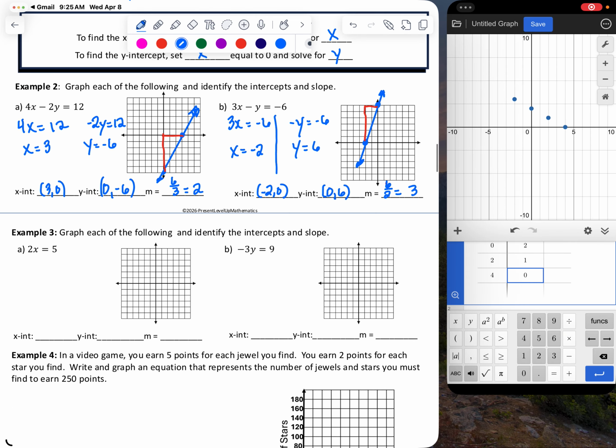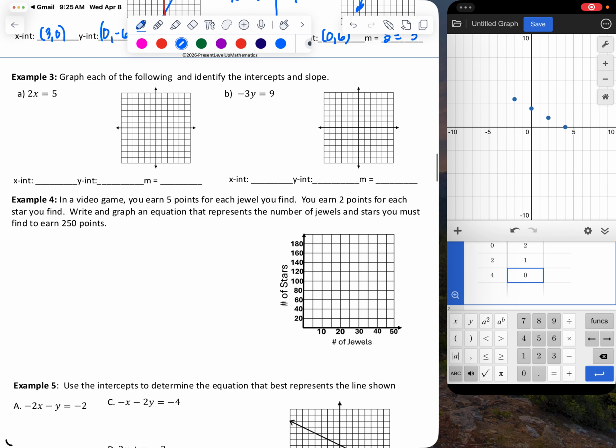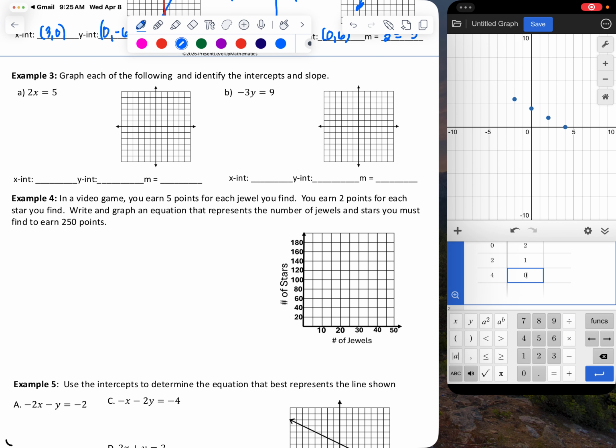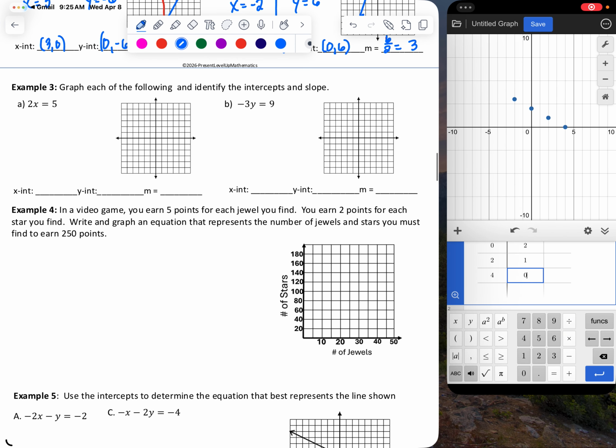All right, example 3. Graph each of the following and identify the intercepts and the slope. So I have the equation 2x is equal to 5. Now, in this problem, we're missing the y, but that's okay. Let me show you what's going to happen. You're going to divide both sides by 2. So 5 divided by 2 is simply 5 over 2, which is equivalent to x equals 2.5.